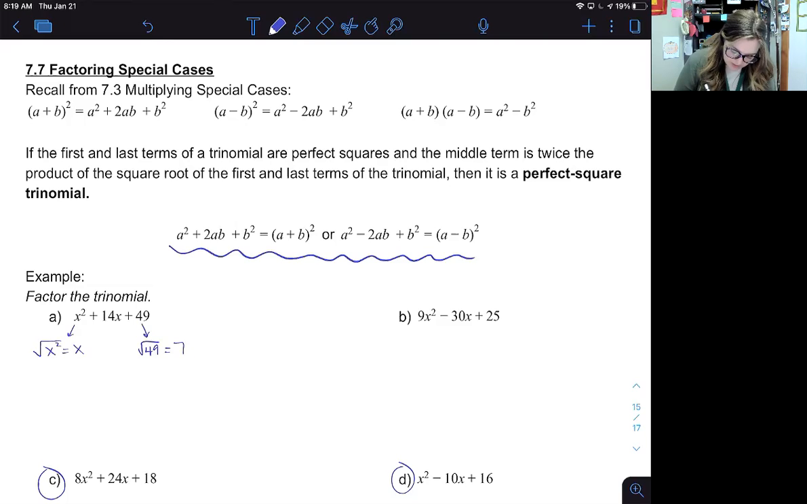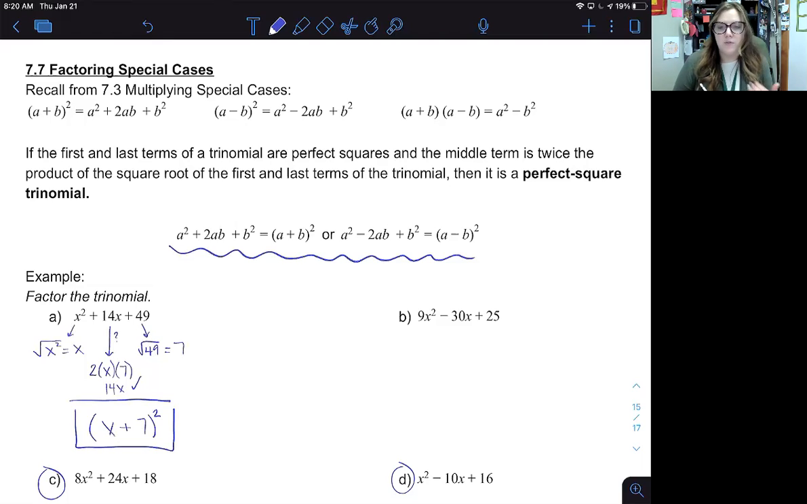So if we multiply these, so we're checking, if we do 2 times x times 7, so that first and last, do we get the middle term? Well, 2 times x times 7 is 14x. Does that match? Yes. So that works. So that means we can go further and just go straight to our factored form. So we're going to bring down our x, bring down our positive 7, and write it as a squared. So that works. And that's your answer. So it's a fast way to factor.